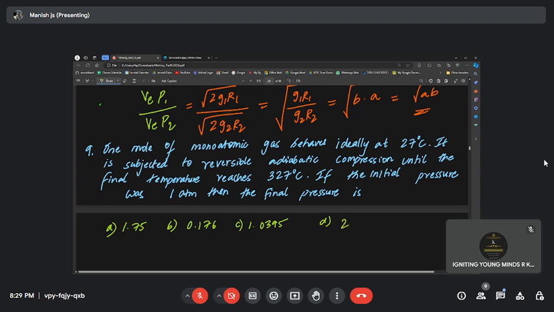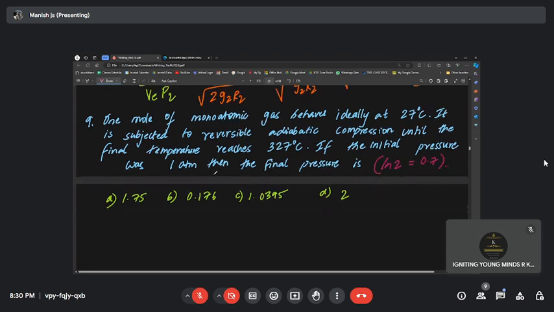So in this question, there is a data that is given. They've given you that ln 2 equals 0.7. This is the data that is given in the question. Now what do you understand from this question?